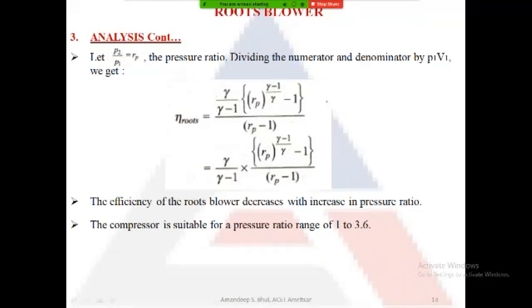Now the efficiency of a roots blower decreases with the increase in pressure ratio. It is obvious from this equation here. If we increase the value of rp, the efficiency of the roots blower decreases. This compressor is suitable for pressure ratios from 1 to 3.6. So 3.6 is the maximum pressure ratio we can achieve, where pressure ratio is P2 by P1. Beyond that, if we go for higher pressure ratios, the efficiency of this roots blower decreases.